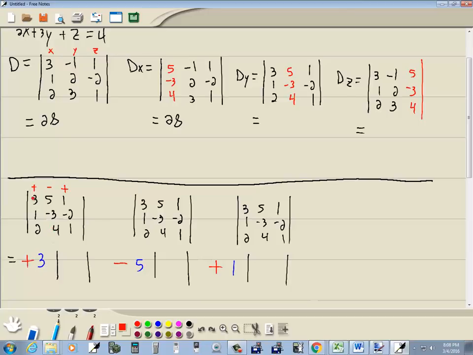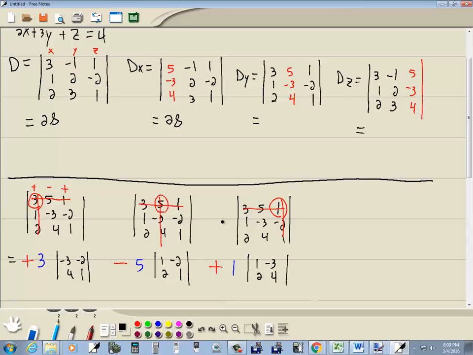Okay, so this is our first number, 3. Working with this one, we're crossing out the row and column it's in. So we'll cross those out, and we're left with negative 3, negative 2, 4, 1. This one, working with 5, we'll cross out the row and column it's in, and that's going to leave us 1, negative 2, 2, and 1. And on this one, we're working with the 1, so we'll cross out the row and column it's in, and we're going to have 1, negative 3, 2, 4.